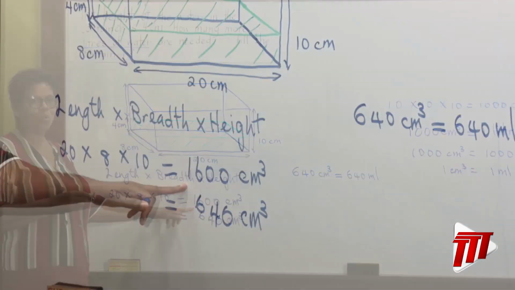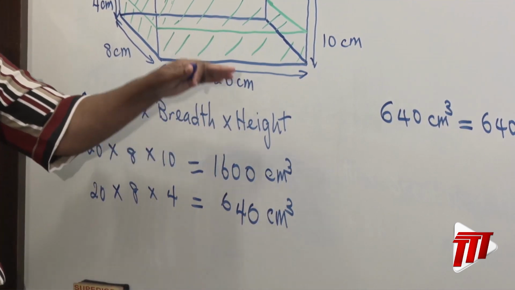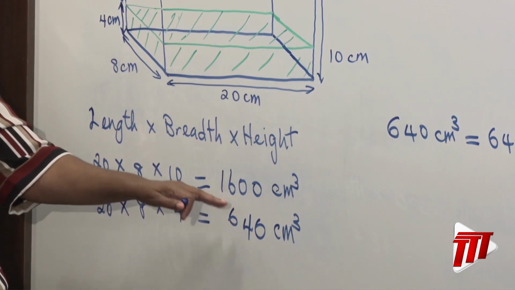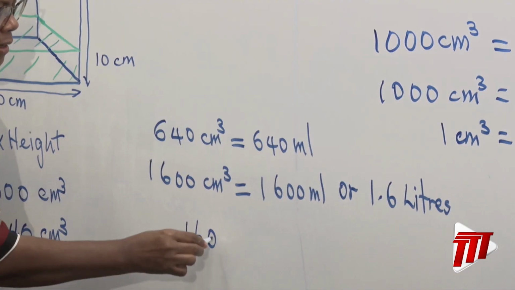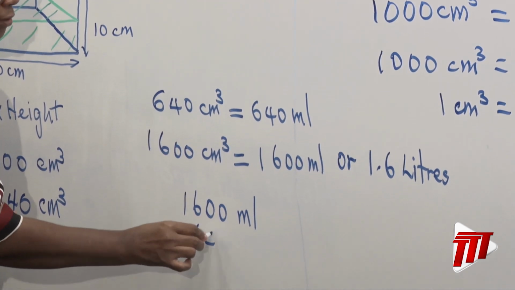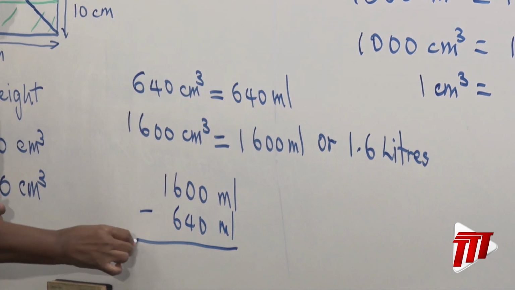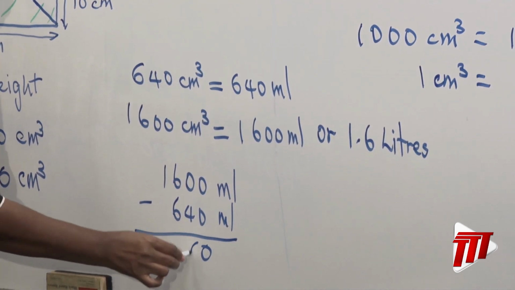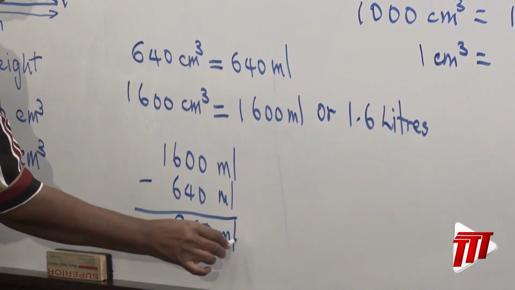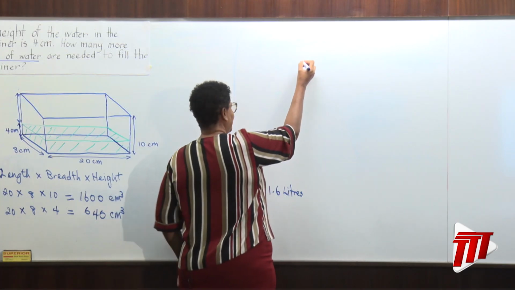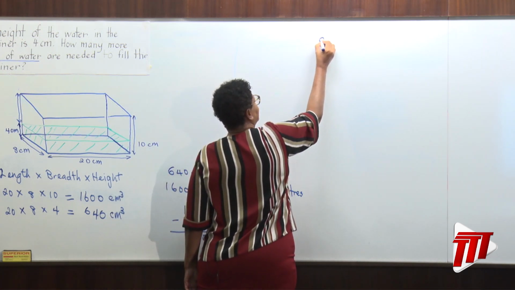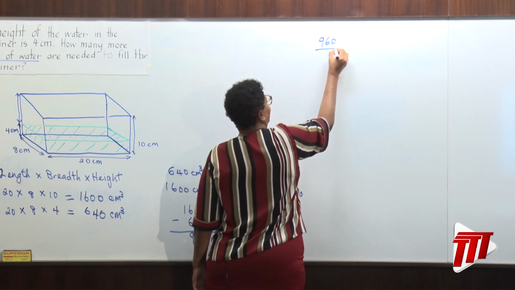This is the amount of water that is needed to fill the whole container. So I'm going to also convert this to liters. 1,600 milliliters take away 640 milliliters will be equal to 960 milliliters. So I'm going to change the 960 milliliters to liters. So I'm going to divide 960 divided by 1,000.